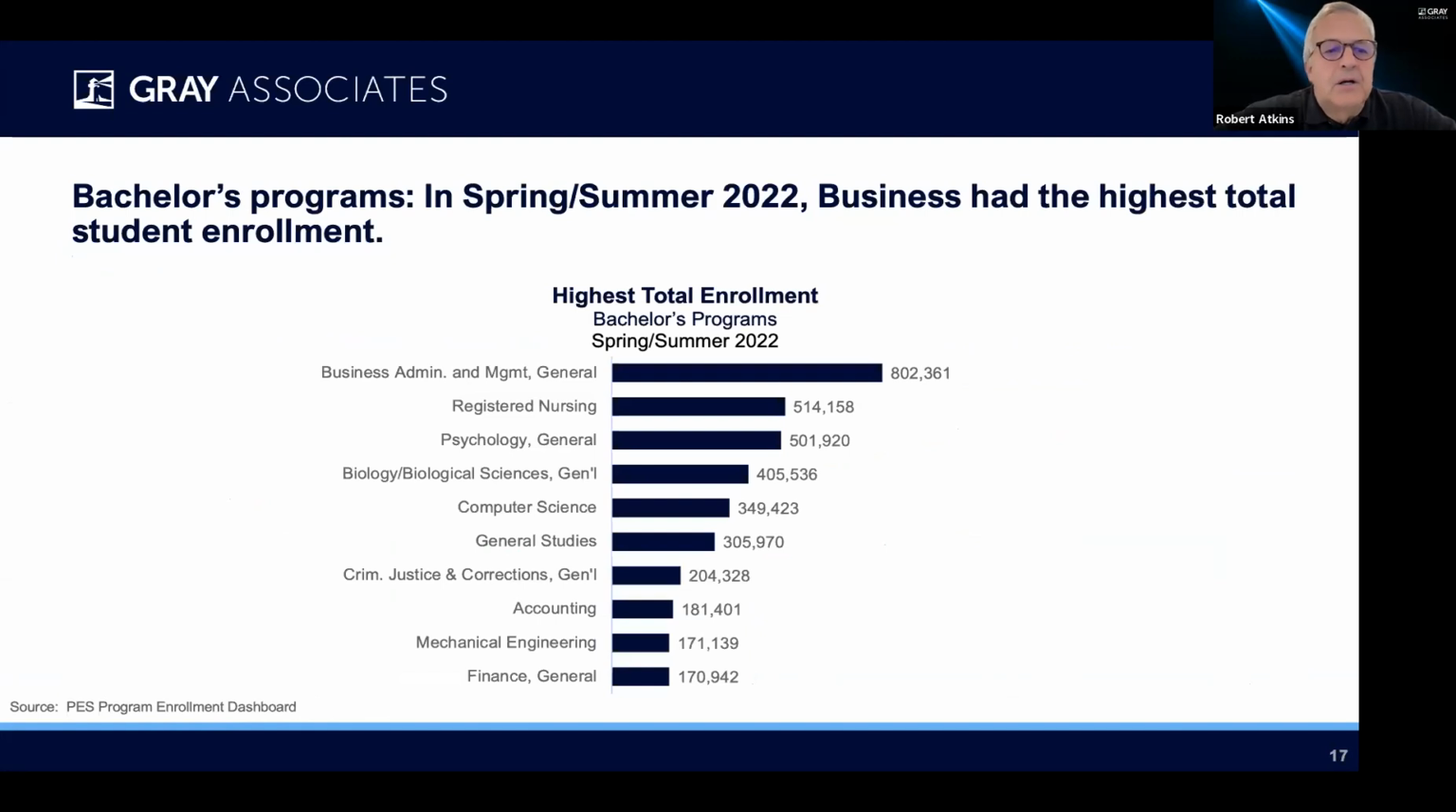What's going on here? Business is the biggest program. That's not surprising. Again, the top two here, no surprise. This is bachelor's level, business and registered nursing. Psychology is also in the top three. And then you see biology, and now we start to pick up computer sciences, some of the tech stuff, accounting, mechanical engineering, and then we've got a couple of other things.